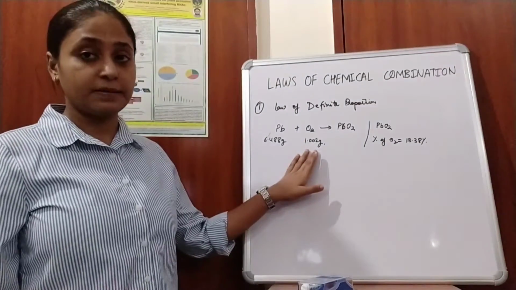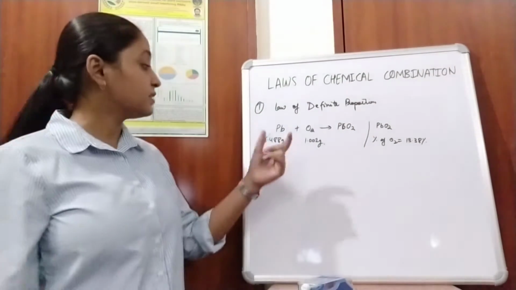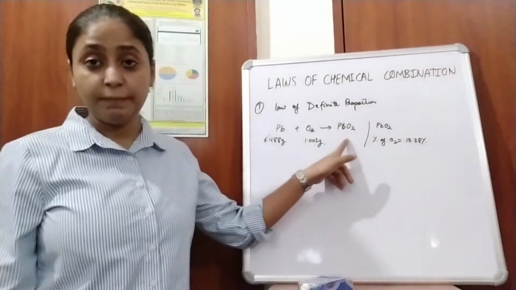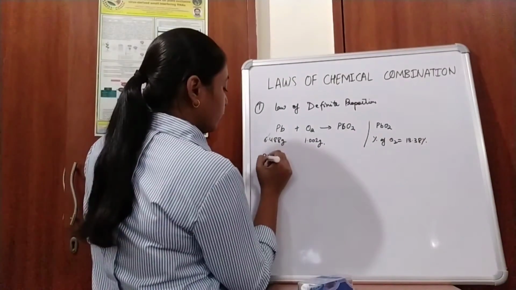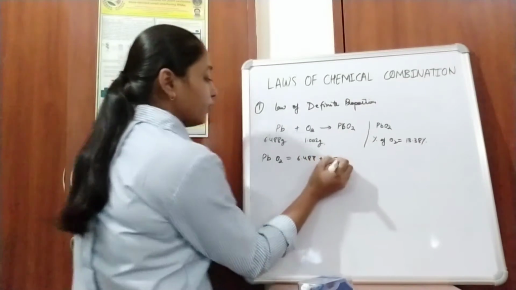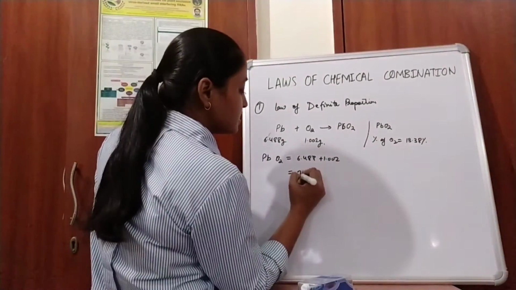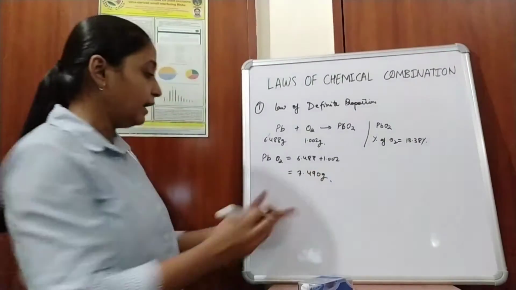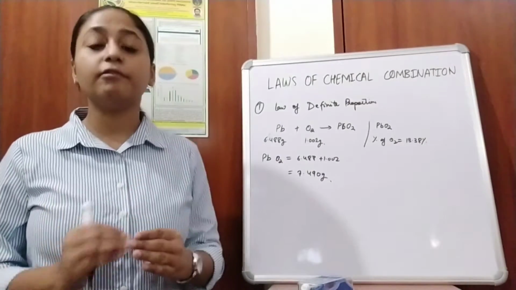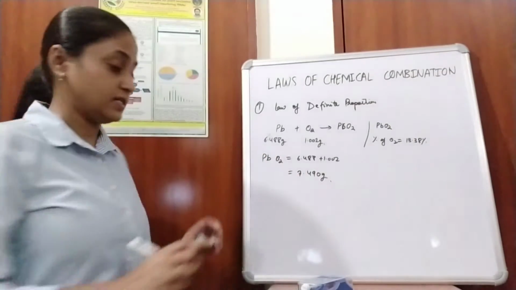So we will calculate the percentage of oxygen in the first reaction. According to the conservation of mass, the mass of reactant will be equal to the mass of product. So what will be the mass of PbO2? Here PbO2 will be equal to 6.488 plus 1.002, right? The mass of lead plus O2, this will be equal to 7.490 gram. So the mass of PbO2 will be 7.490 gram.